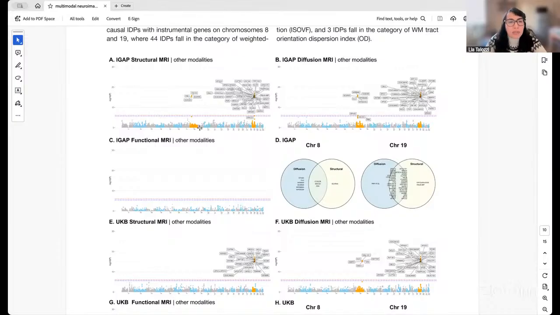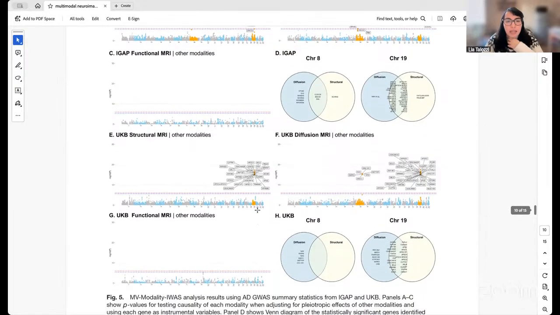And sometimes you also have signal in chromosome 8. You have these two chromosome signals for the structural MRI and the diffusion MRI, but not for the functional MRI. Same in the UKB, you have signal for the structural and the diffusion. The chromosome 8 signal is missing in one and present in the other, and for the fMRI, again, no signal.